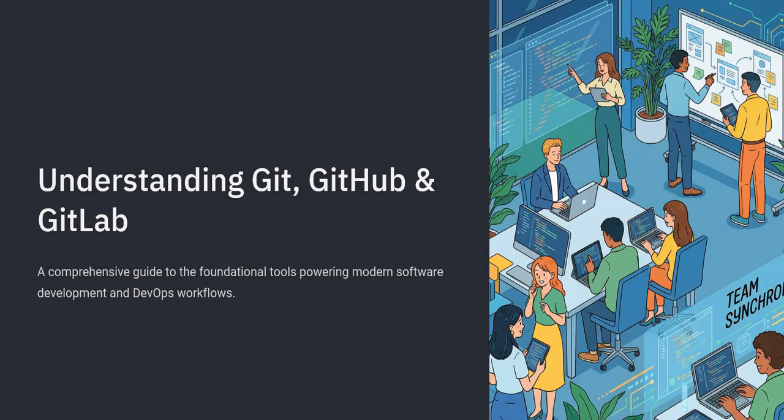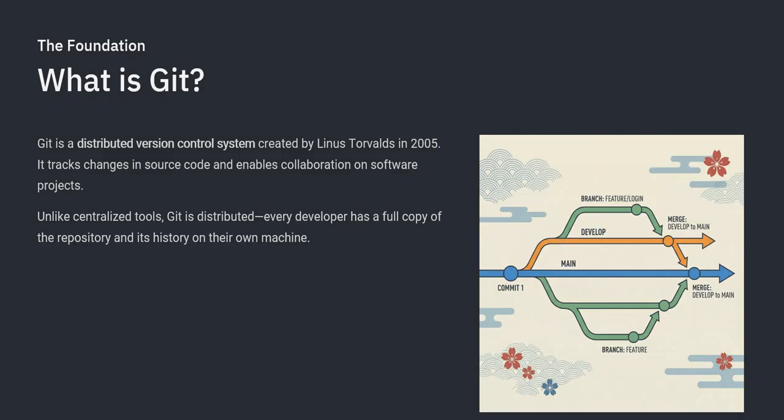First, what is Git? Git is a distributed version control system created by Linus Torvalds in 2005. It tracks the source code and enables software projects.